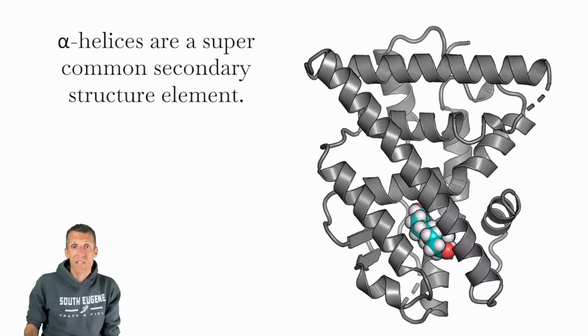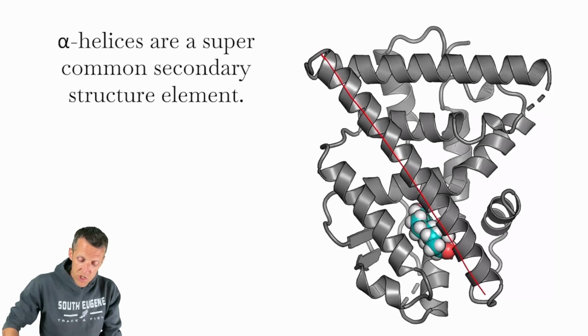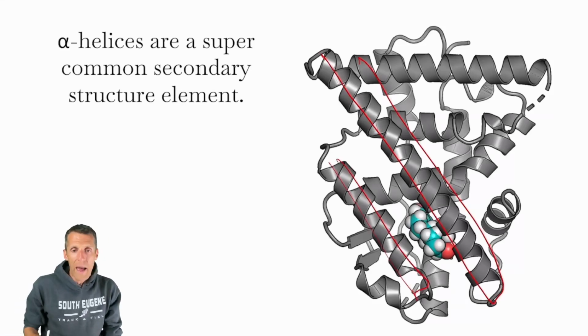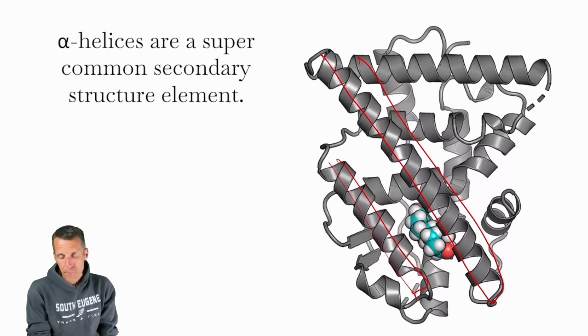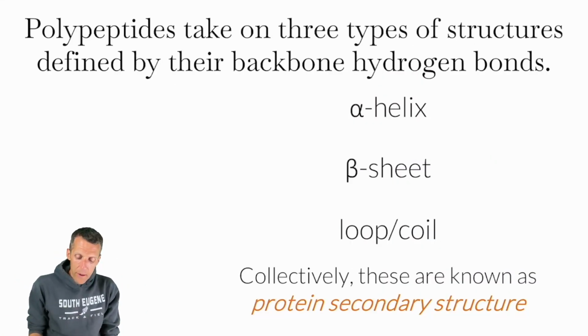So this is actually a steroid receptor, and what you'll notice is it's just got these giant alpha helices that are all packing against each other, forming this nice, rigid, functional molecular machine. Okay, so that was alpha helix.